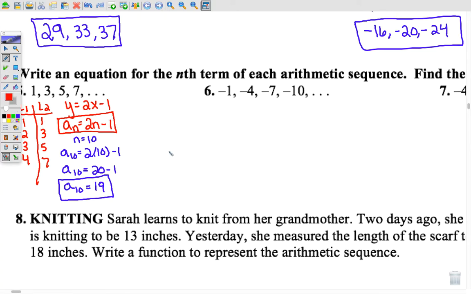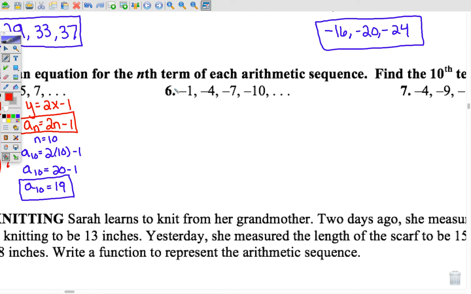So number 6. The exact same thing is going to happen, okay? So we have -1 and -4 to -7 to -10. Okay, I can already tell that this is an arithmetic sequence because I am having to subtract 3 every single time. So I have a common difference, my constant rate of change. So what we're going to do, instead of having to keep going all the way to the 10th term, is we're going to put this into our stat edit, so L1 and L2.